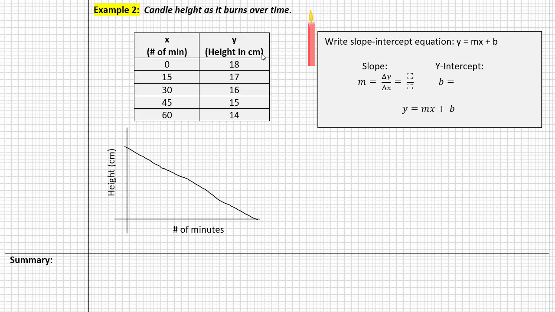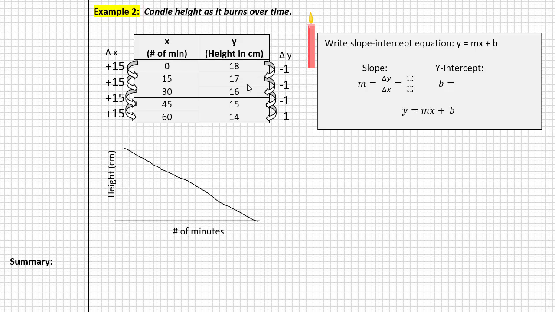So what I'd like you to do here is to see if you can do like we did in that first example, put in the arrows and label what is the change in x and the change in y, so we can figure out how fast this candle is burning and determine that, which is determining the slope of this linear relationship.